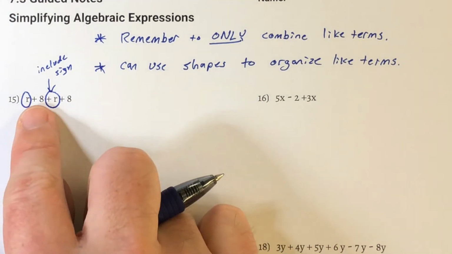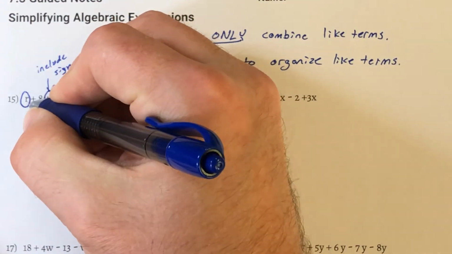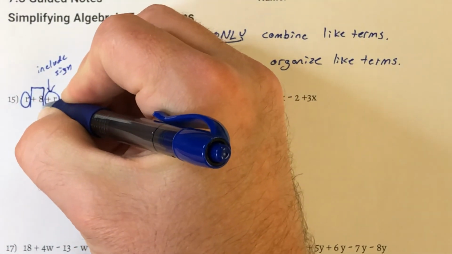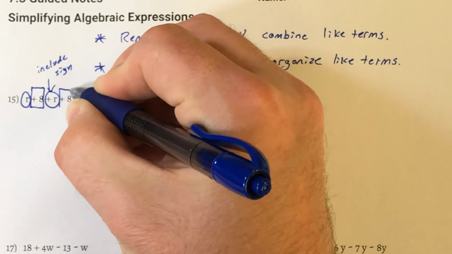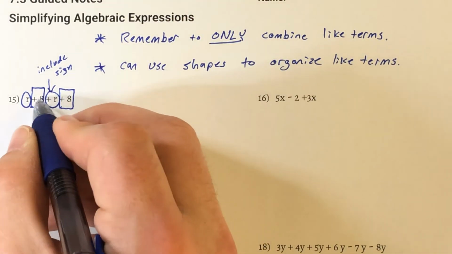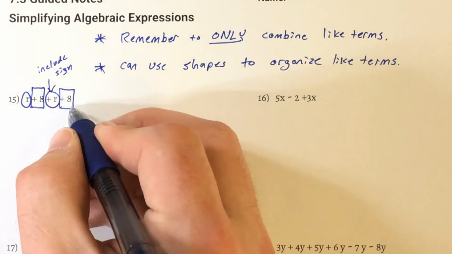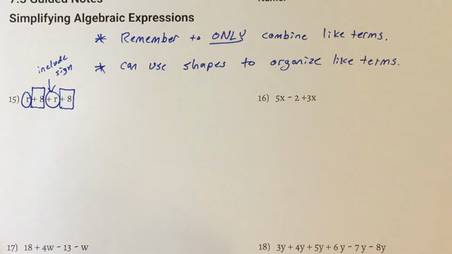Okay, next. What about these 8s? They don't have r's, so they're different. So I'm going to use rectangles. So positive 8, notice I'm including the sign in front of it, and positive 8. So the r's are like each other, and the 8s are like each other, not because they're identical, but because these are both numbers, those are both r's.